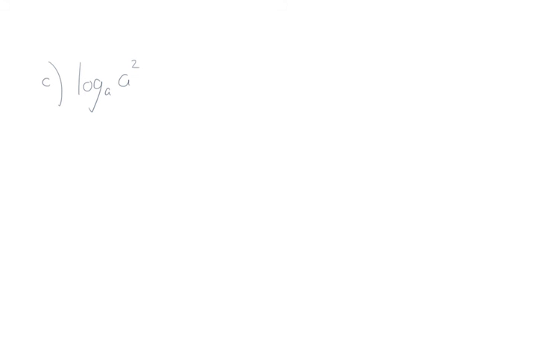I'm seeing log base a of a, same base, same log, identity log laws. To get this out, I'm going to pull that 2 out the front, because the log law says I need to bring the power out the front. So this is going to be equal to 2 log base a of a, and log base a of a is 1. So this is equal to 2 times 1, which is equal to 2.